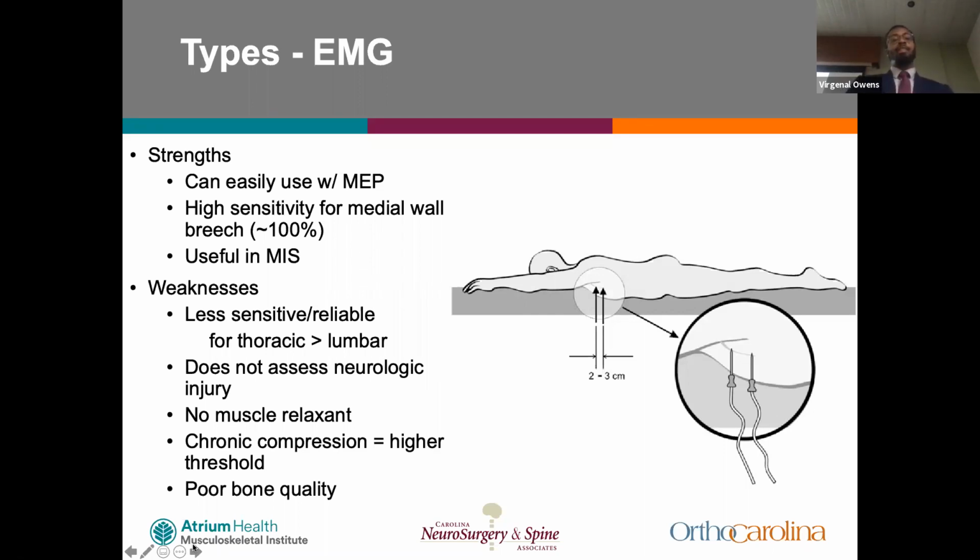It doesn't actually assess neurologic injury, so it can tell you if you have a breach or not, but it doesn't actually tell you if you did damage to the cord. You can't use muscle relaxants. If you have chronic compression, this can actually give you a higher threshold. So the idea being that you're stimulating a nerve, but if the chronic compression has caused the signal overall in the nerve to be decreased, it'll take more of a signal, which can give you a false reading. And also osteoporotic bone can affect your reading as well.